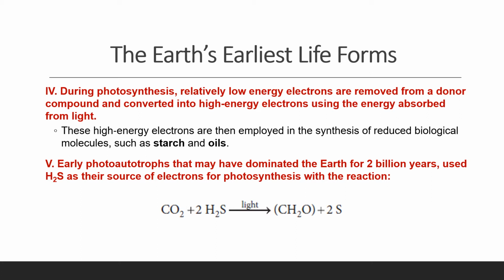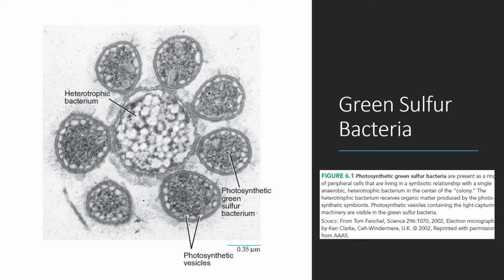However, because hydrogen sulfide is not usually abundant or widespread, the organisms that depend on it as an electron source are restricted to habitats that are rich in sulfur, like sulfur springs and deep sea vents. So here you will see the green sulfur bacteria, which is one of the numerous bacteria living today that carry out photosynthesis using hydrogen sulfide.